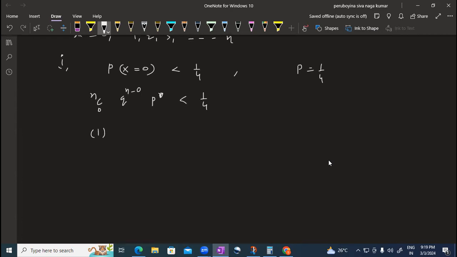nC0 is 1, q means (3/4)^n, p^0 is 1, less than 1/4. So for solving this, apply logarithm, or try yourself with a random trial and error method. 3/4 means 0.75. Apply logarithm, that is the better thing. Okay, so (3/4)^n is less than 1/4.